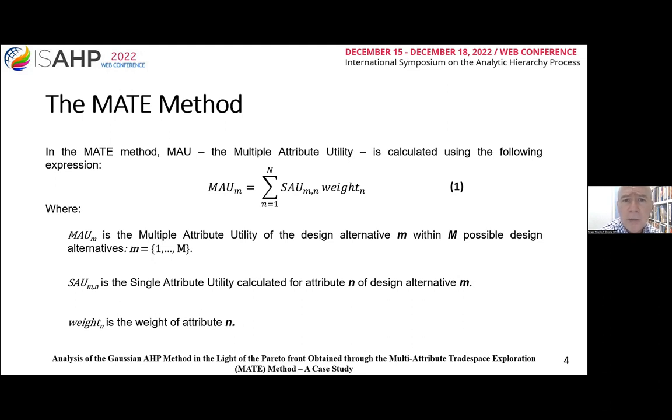It's a summation over n from 1 to N, where uppercase N is the number of attributes, of the multiplication of the single attribute utility of each attribute by the weight of each attribute. And you do that for each one of the design alternatives, and you have a collection of M, uppercase M, design alternatives. Then you obtain the multiple attribute utility. Here, U is the single attribute utility calculated for attribute n of design alternative m, and w is the weight of each one of the attributes.